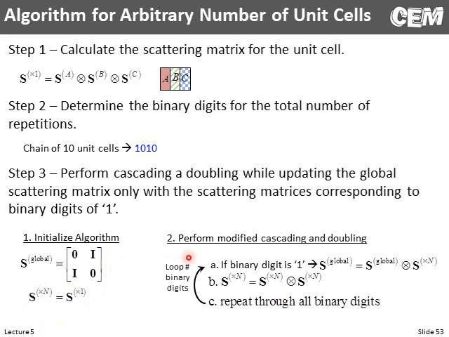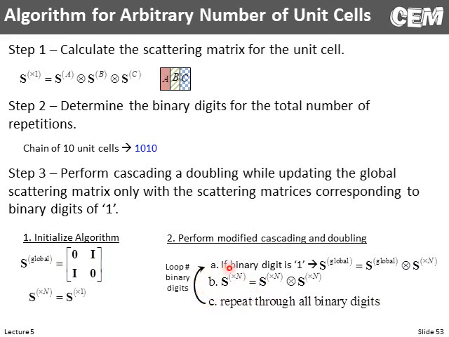Then we go into the algorithm. Well, we look at our first binary digit. If that is a 1, then we need to include this scattering matrix into the global scattering matrix. If it's not, we just go on. And so right now we have a binary digit of 0. We don't need it. But what we will do then is do a cascading and doubling step. We're going to update this S times N by star producting with itself. Well, if this is our first pass through the loop, this is now going to describe 2 unit cells.